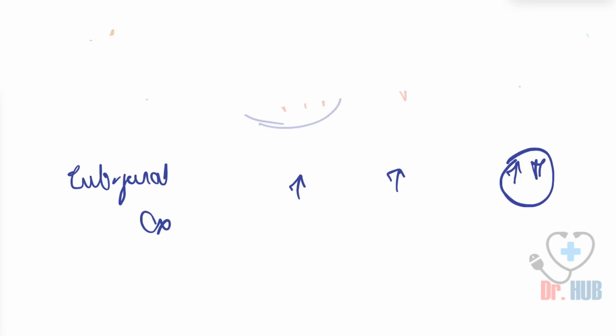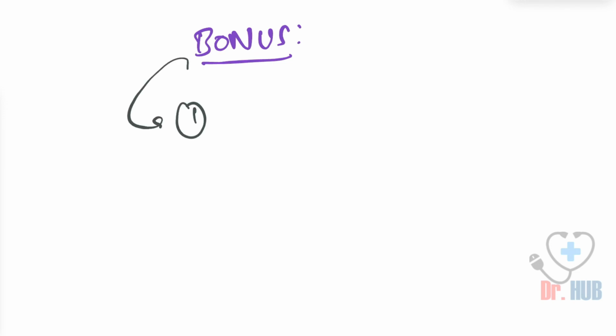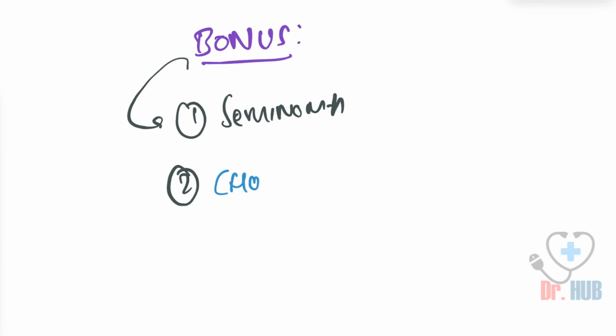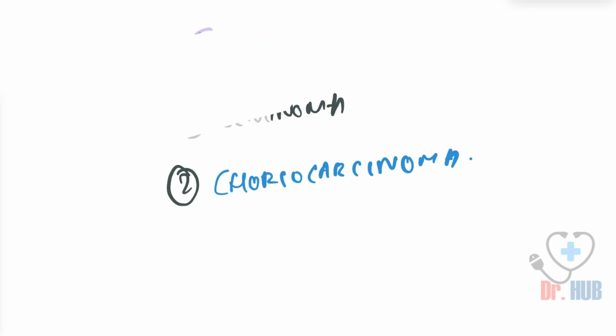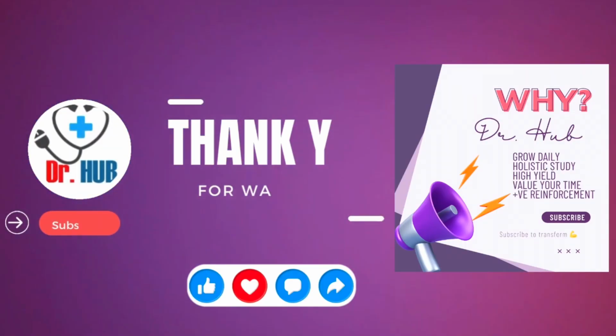Now to check our level of understanding, we have some bonus questions. The bonus questions are based on the topic we have discussed now. You can write this in the comments. First question being, what are the findings in case of seminoma, the tumor markers? The second question will be, what are the findings in case of the choriocarcinoma? You can answer these questions in the comments.